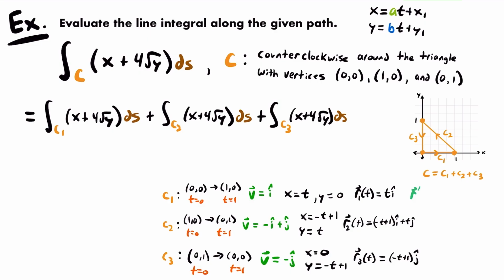starting with the derivative of vector r1, that will be equal to i. Then for vector r2, the derivative of that will be equal to negative i plus j. Then finally, for vector r3, the derivative of that vector function will be equal to negative j. And so now that we have those derivatives, we can find their magnitudes and insert those into these line integrals. I'm actually going to calculate those magnitudes within the line integrals just to save some time and space.